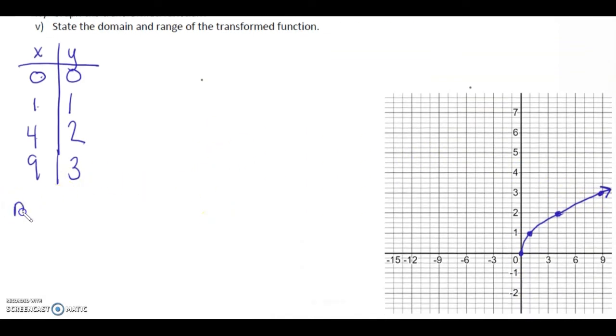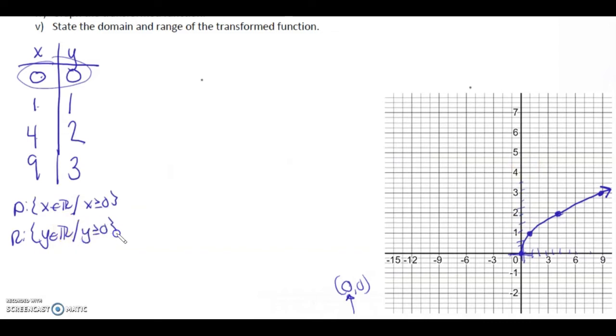Okay, for the domain and range, we do have this quote unquote starting point, right? We have the origin, which is located at 0, 0, right? It's right here in the table of values. So what we want to do is start with x ∈ R such that, and then y ∈ R such that. Okay, and we use y ∈ R and x ∈ R because this is a continuous function. So the x starts at 0, and the x values increase. So x is greater than or equal to 0. The y starts at 0, and then the y values increase. So y is greater than or equal to 0.